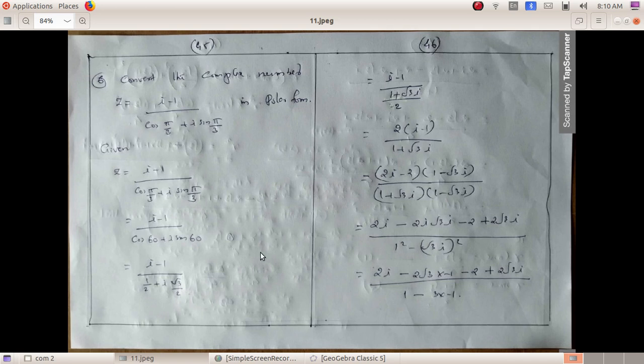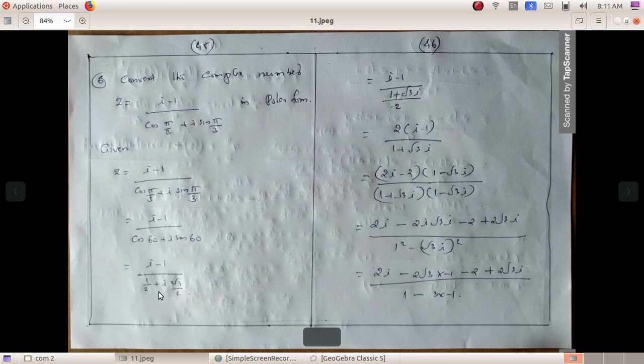Right. For this question, convert the complex number z equal to (i minus 1) divided by (cos pi by 3 plus i sin pi by 3) in polar form. So this is also not in the standard form. So firstly we have to convert this into the standard form. i minus 1 divided by cos pi by 3, which means cos 60 plus i sin 60.